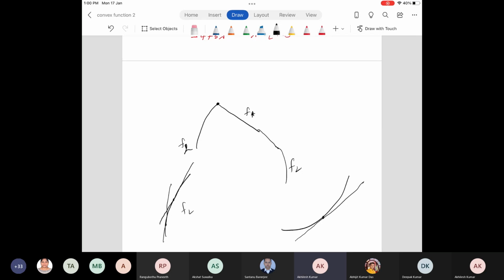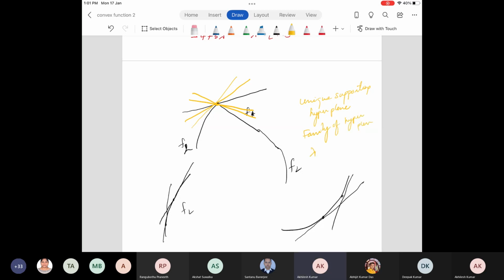Okay, so this is unique. This is unique. Now look at this point. If I draw a subgradient like this, is it unique? There are families of subgradients here. There is not a unique subgradient. All of them are supporting at this point. They are the supporting hyperplanes. So instead of a unique supporting hyperplane, what we have here is a family of hyperplanes.